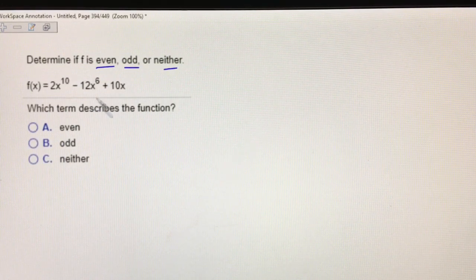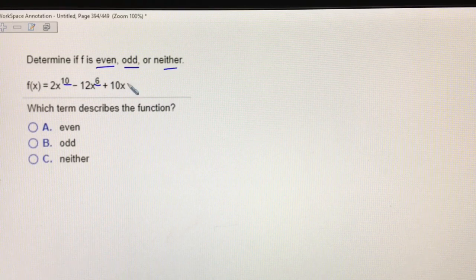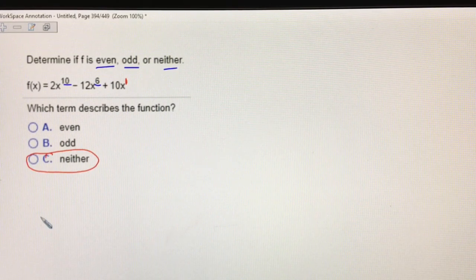It wants to know if it's even, odd, or neither. So this is an even exponent. This is an even exponent. Now, if we inspect this, this is an odd exponent. And because they're not all even and they're not all odd, it is going to be neither.